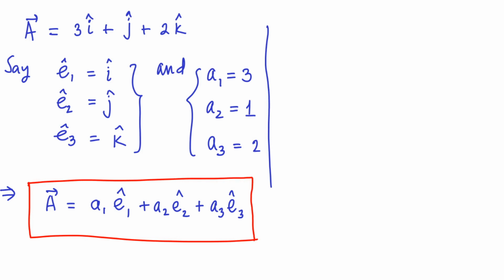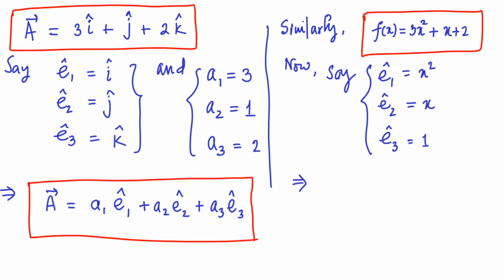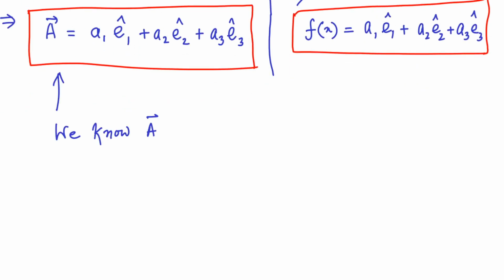Now similarly, if I consider a polynomial of degree 2, the function f of x, let us write it with E1 to be x squared, E2 to be x, and E3 to be 1. Then if you look carefully, you see that even f of x can be written in a form which looks like a vector. We know A is a vector. What about f of x?